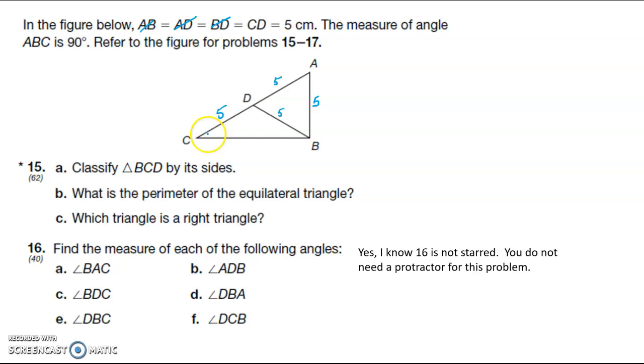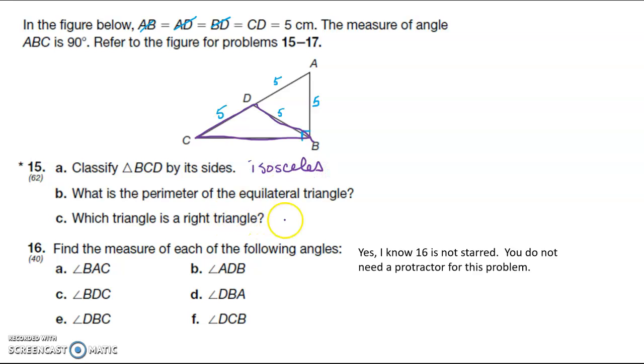Which means that this triangle is isosceles because we have two sides the same. The measure of ABC, which is this one, is 90 degrees. Okay, let me change colors. Classify BCD by its sides. We have two sides the same. That's isosceles. I think I just said that.